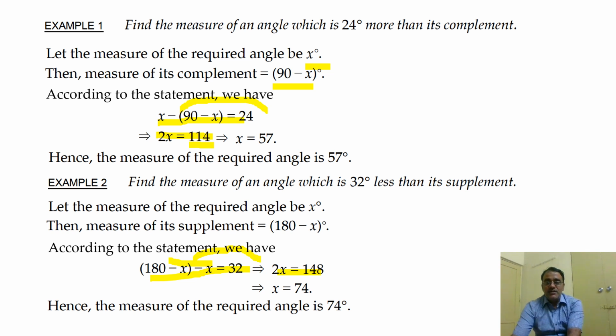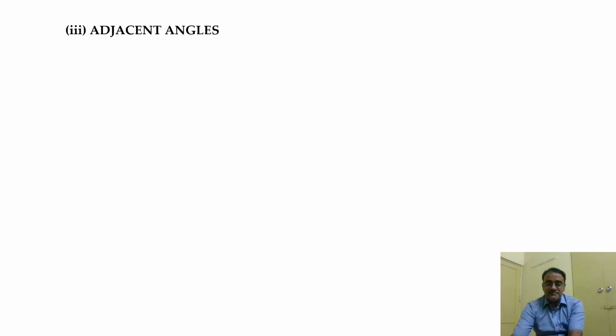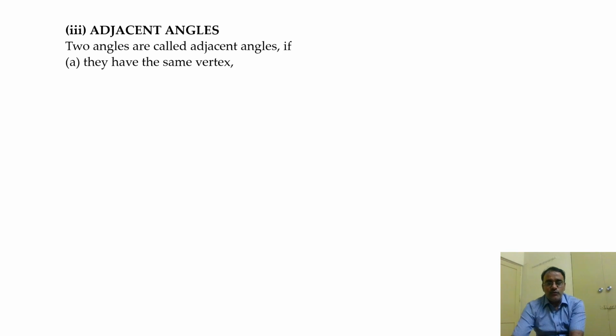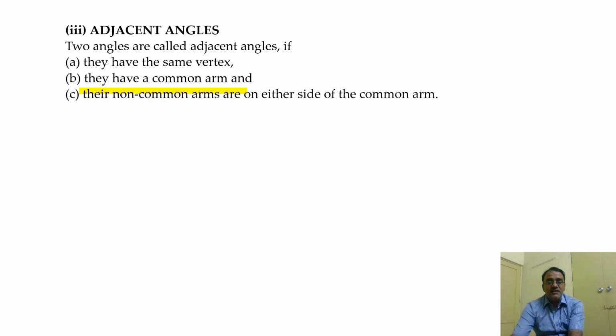So those were two examples, one based on a complementary angle and another on a supplementary angle. Now we'll move towards another type of pair of angles: adjacent angles. For adjacent angles we have three conditions. The first condition is that they should have the same vertex. The second condition is that they have a common arm. The third condition is that their non-common arms are on either side of the common arm. If these three conditions are satisfied, then only are the angles said to be adjacent.